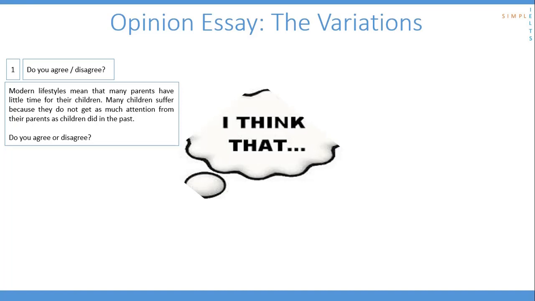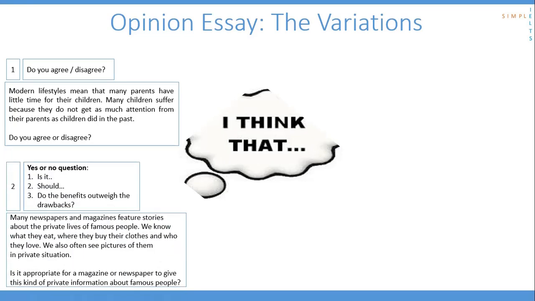First of all is the do you agree or disagree variation, like we already saw previously. And then the second one is the yes or no question. It normally starts with is it, should, or it can also be do the benefits outweigh the drawbacks, or do the advantages outweigh the disadvantages. So let me read the example for you.